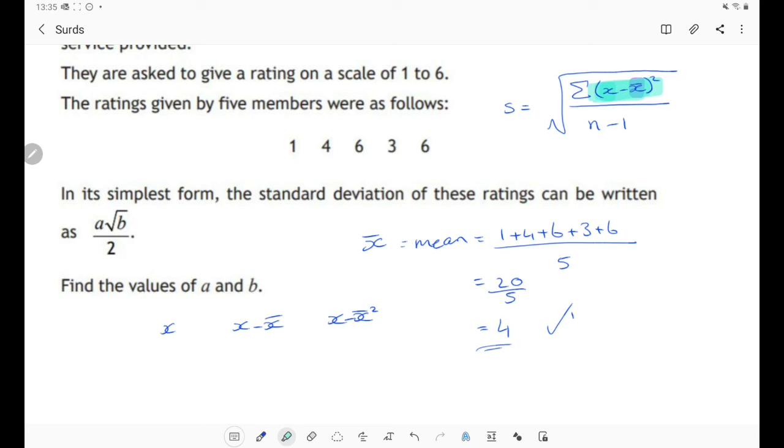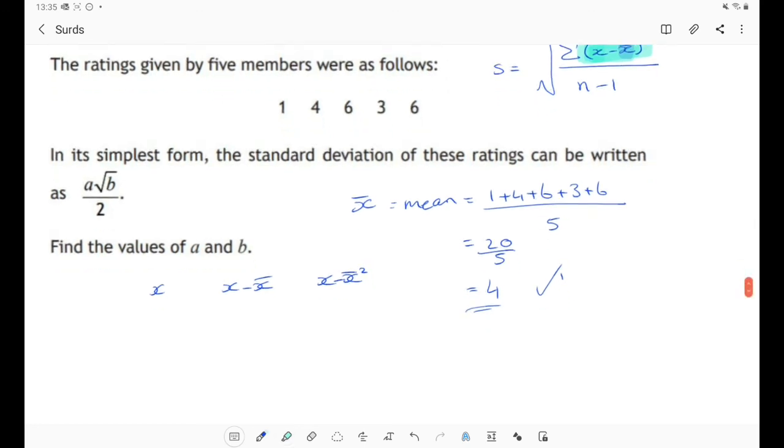You could theoretically do this all in one go, in one column, but you'd be risking a mistake, which is why it's been split up into little steps for you. So our x is just our values, minus x bar, take away the mean. So 1 minus 4 is minus 3, 4 minus 4 is 0, 6 minus 4 is 2, 3 minus 4 is minus 1, 6 minus 4 is 2. And then we have to square them.